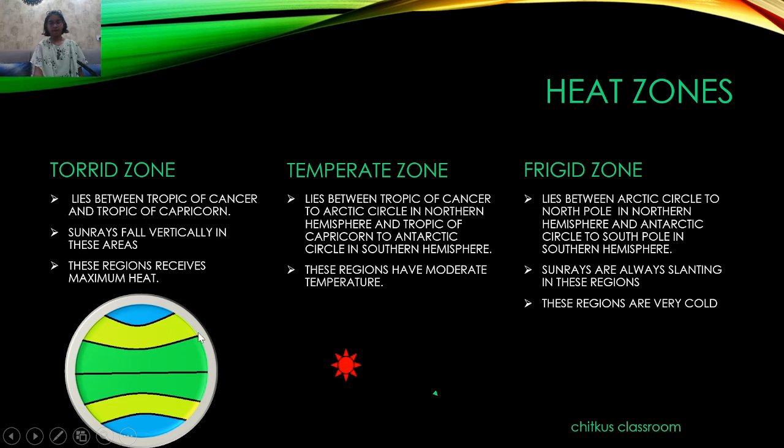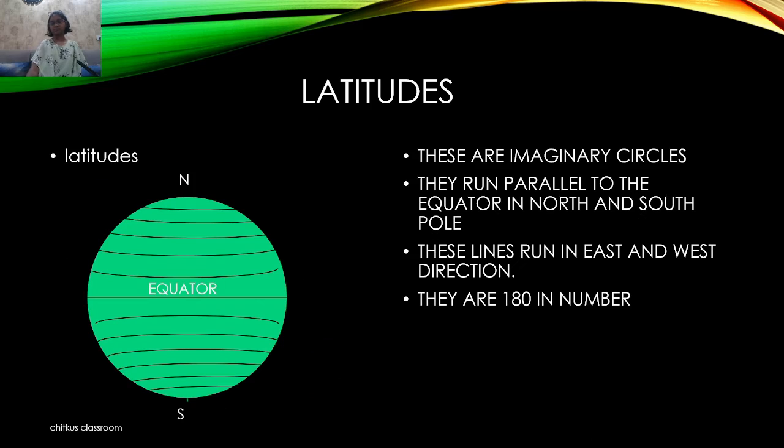So here, this is the sun, and this is the earth with the heat zones. The sun rays fall vertically in the torrid zone here, so it is very, very hot here. The sun rays fall slantingly in the temperate zones here, so it has moderate temperatures. And the sunlight is very slanting in the frigid zone and barely reaches it, so it is very, very cold.